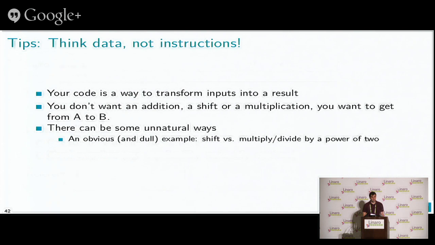So the first tip I'd like to give you is think data, not instructions. When you write Neon code, you really want to transform an input into a result. You don't want to select an addition, a shift, a multiplication. You want to get from A to B, and there can be unnatural ways. The most obvious example is probably when you use a shift to do a multiply or divide by a power of 2. You don't want a shift, you want to multiply, but you use a shift because it's a lot of the time faster. Think about it, and once again, do spend some time reading the documentation.